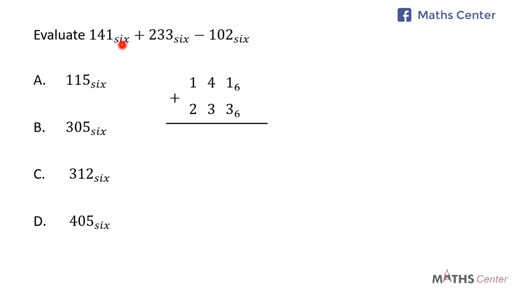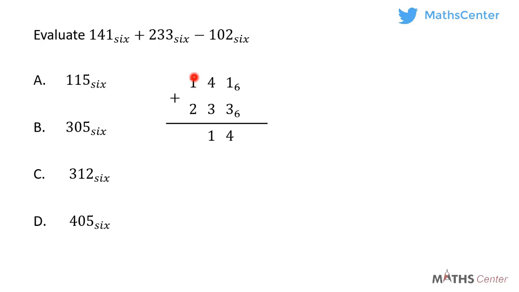So let's begin with the addition of the first two numbers. We have 141 base 6 plus 233 base 6. 1 plus 3 will give us 4. 4 in base 6 is 4. 4 plus 3 will give us 7. 7 in base 6 is 1, remainder 1. So you write 1 and carry 1 forward to this side.